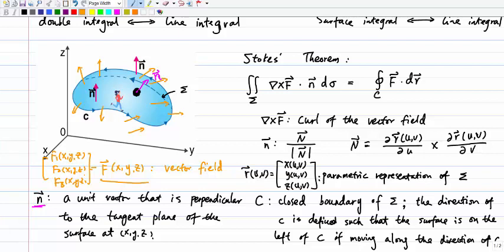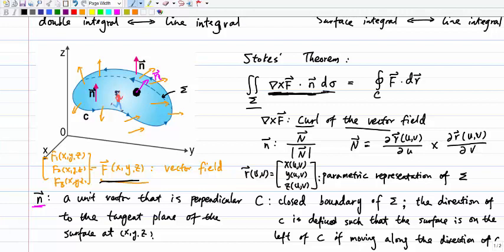So after talking about all the ingredients, the Stokes theorem says the surface integral of this notation, which means the curl of the vector field F, the curl of the vector field F dot product n. For any point we can define the curl. This is the n, the unit vector that's perpendicular to the tangent plane on the surface at that point. We compute that dot product, and we integrate that over the entire surface.